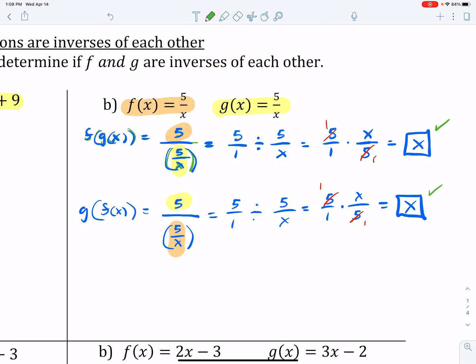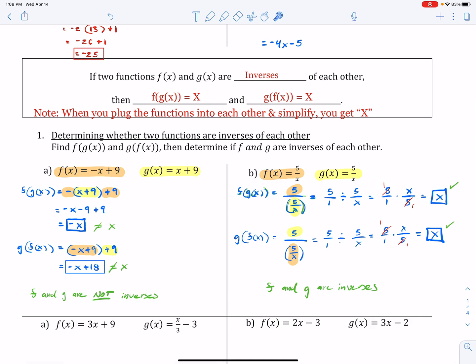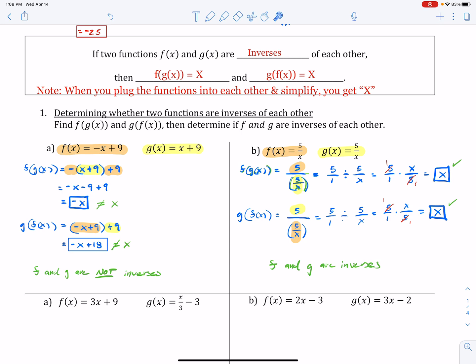What this says is f and g are inverses. Okay, f and g are inverses. So now you're seeing the difference. Here, they're not the same. They're not both x's, and here they are. So I think those are good for comparing and contrasting to one another.